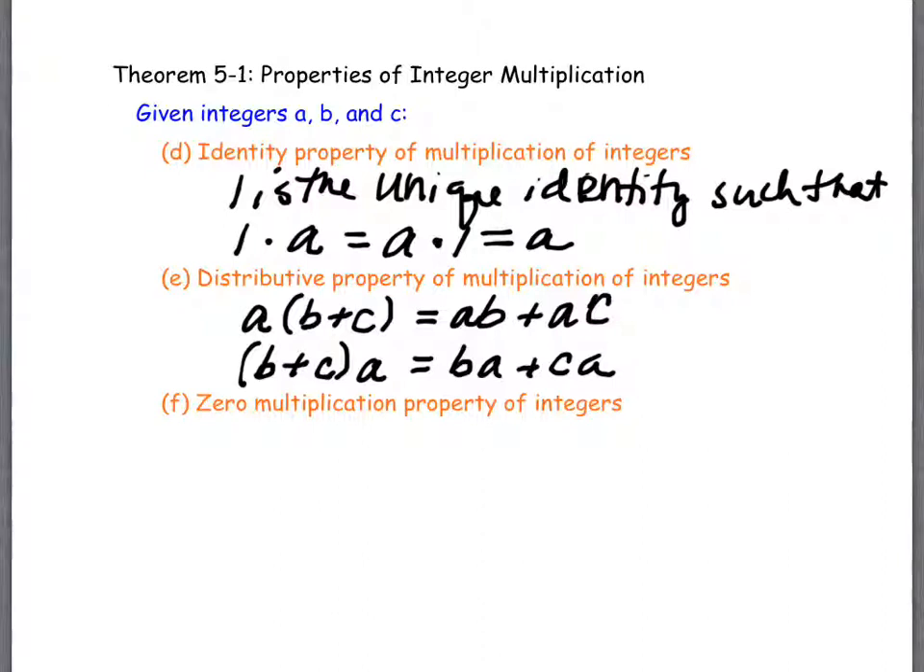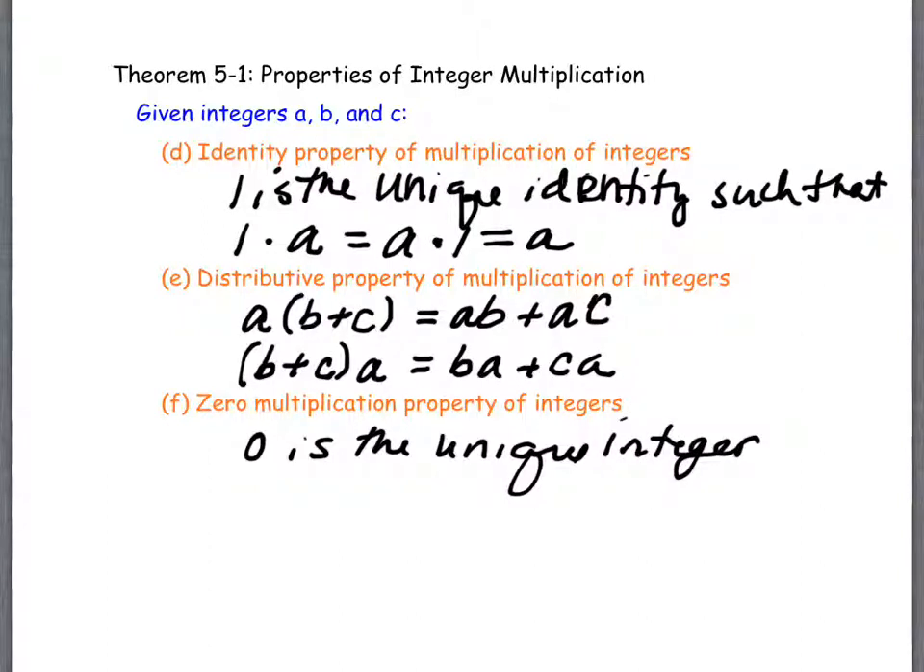We have one more multiplication property. Again, you've seen this before as well. 0 is the unique integer that does what? What does 0 do that nothing else does? It zeroes everything out. No matter what A value you had to start with, when you multiply it by 0, you get 0. And of course it works on either side. A times 0 or 0 times A, both of them are 0. This is the unique integer that does that.